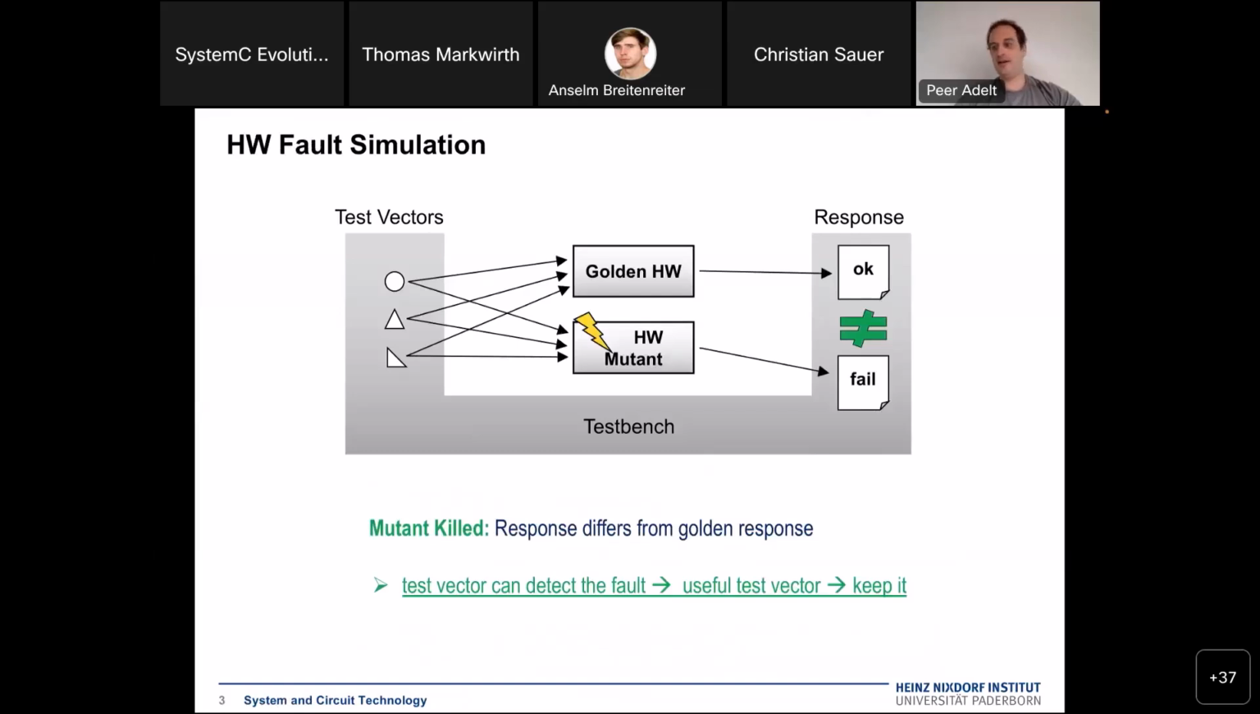So in general, we say that a test vector is good if it's triggering a faulty behavior that's seen on the response side. So if we compare the output with the golden output, the test vector is considered to be good if the output differs. The other way around, a test vector is bad or useless if the monitored response is the same.